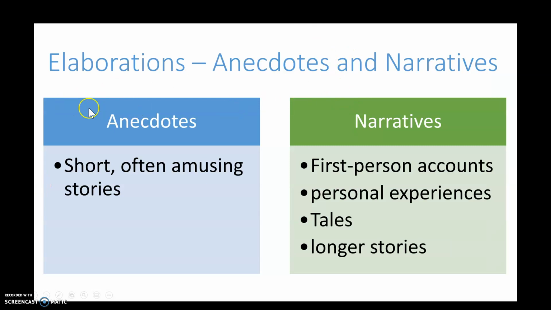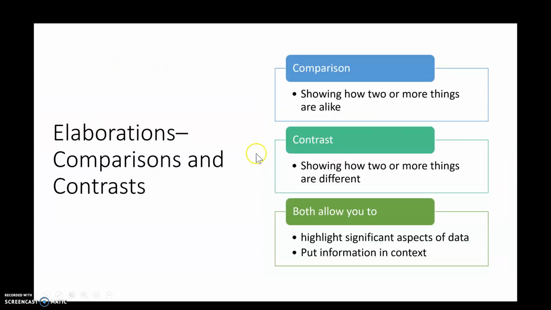Anecdotes and narratives, these are both very similar, but anecdotes are short, often amusing stories. An anecdote's probably only going to be a couple sentences long. A narrative is a first-person account of personal experience or a tale, and they can be a little bit longer. It's when you're telling a whole story rather than just a snippet, and they're normally more serious than anecdotes, which are often kind of amusing or funny.